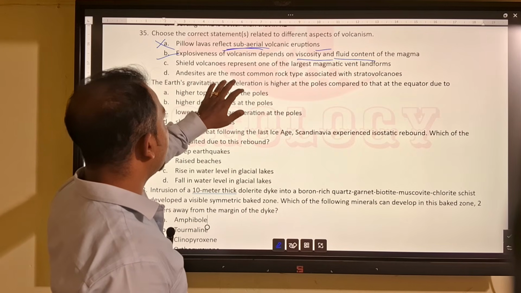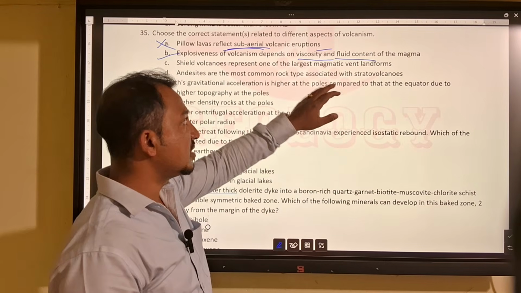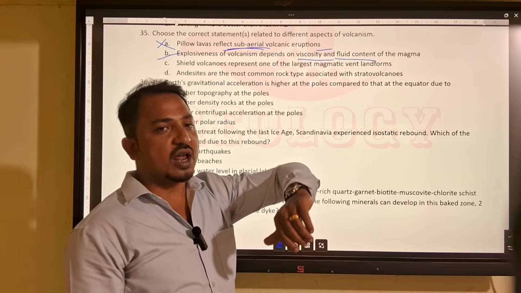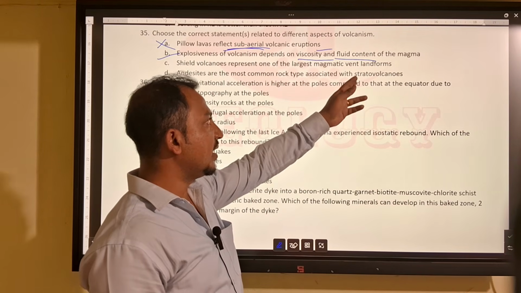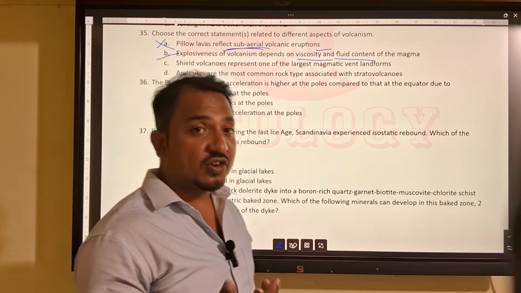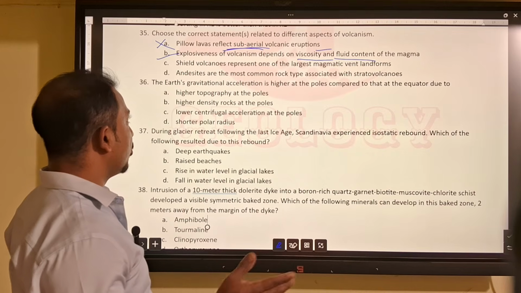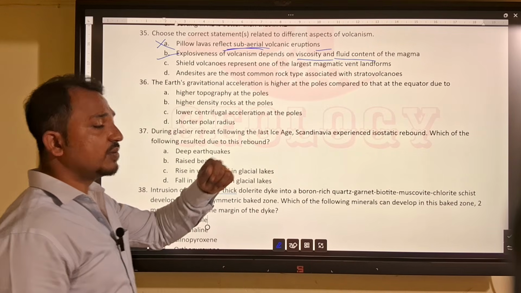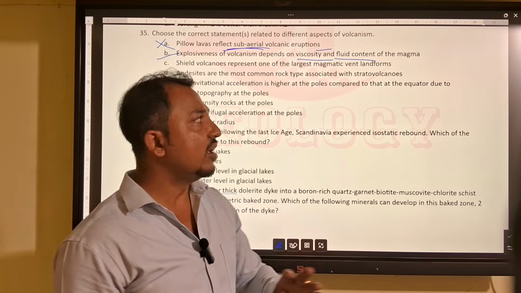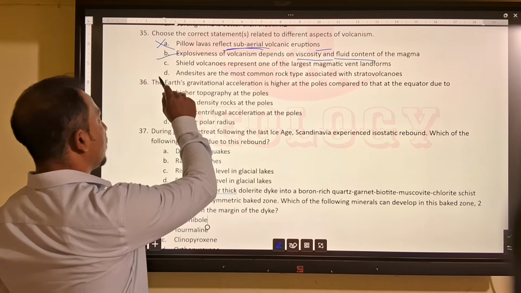Andesites are the most common rock type associated with stratovolcano. Stratovolcano means it is producing both pyroclastic material and lava in a rhythmical manner. Stratovolcanoes are produced along convergent plate boundaries, and they are more explosive. As it is produced along a convergent plate boundary in continental and ocean conditions, the composition will be intermediate, that is andesite. So this option is correct.